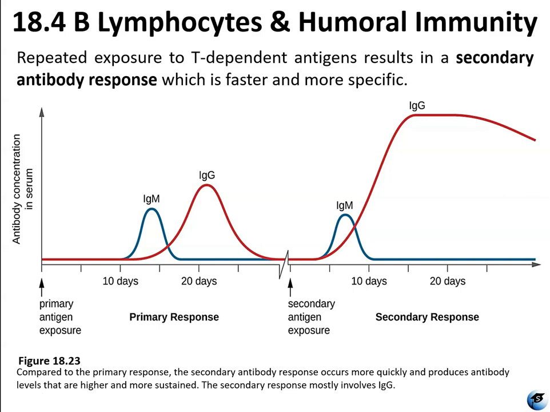The increased strength is the result of mutation in the variable region of DNA fragment, and they come about by chance. So this is figure 18.23, showing that the repeated exposure to T-dependent antigens results in secondary antibody response, which is faster and more specific compared to the primary response. The second antibody response occurs more quickly and produces antibody levels that are higher and more sustained, and this involves mostly IgG, immunoglobulin G.